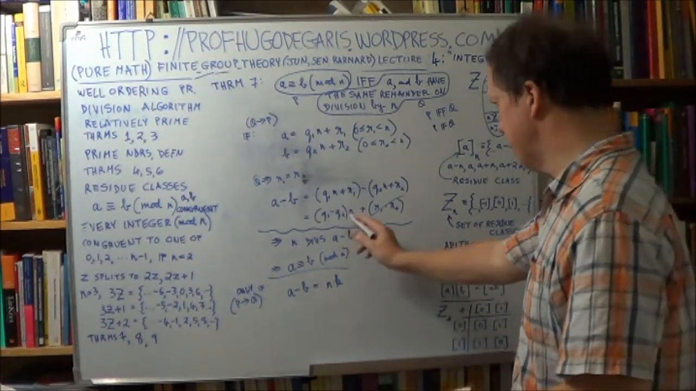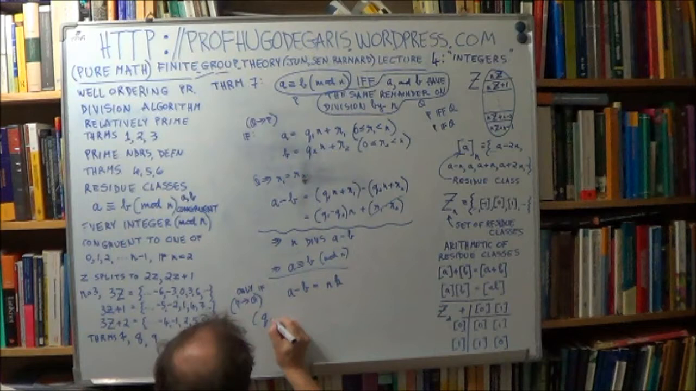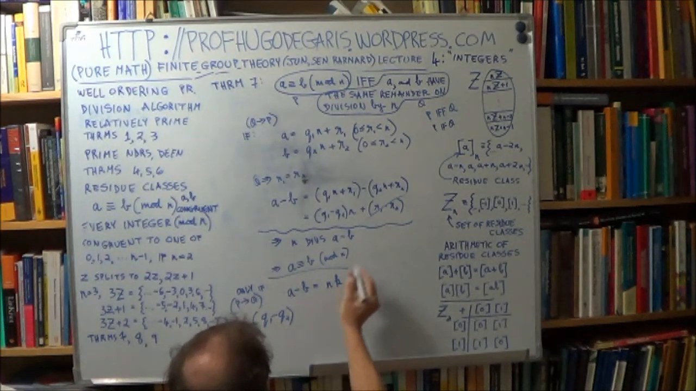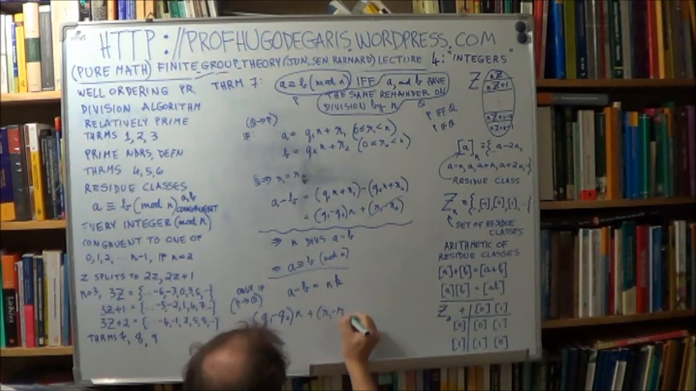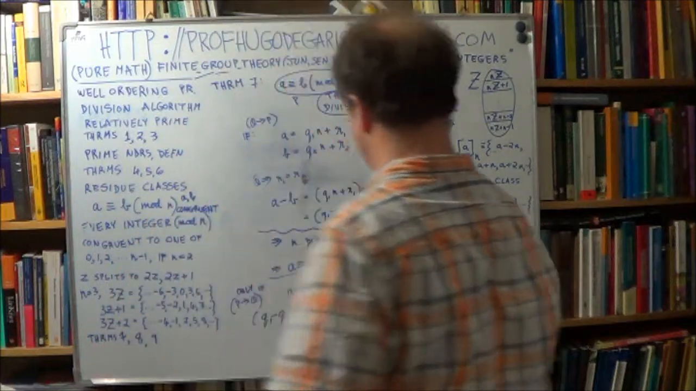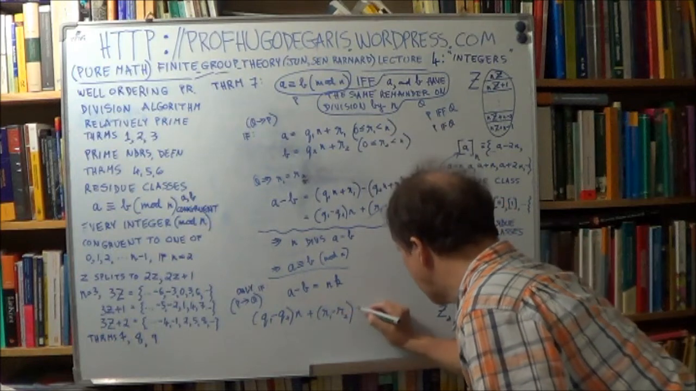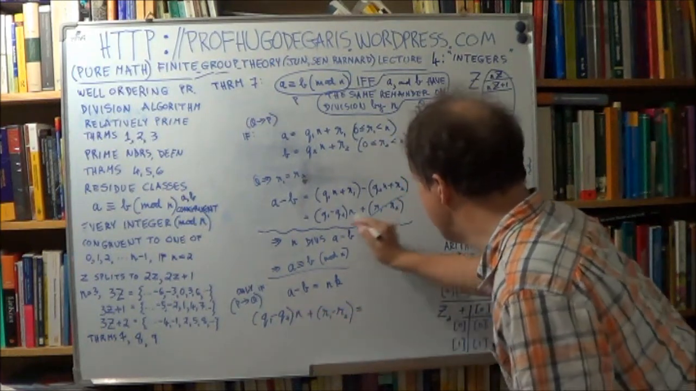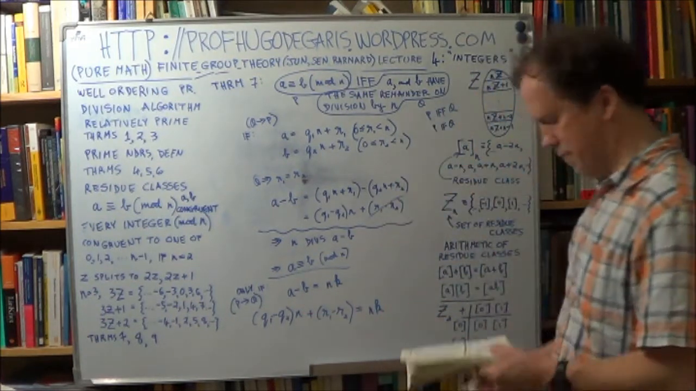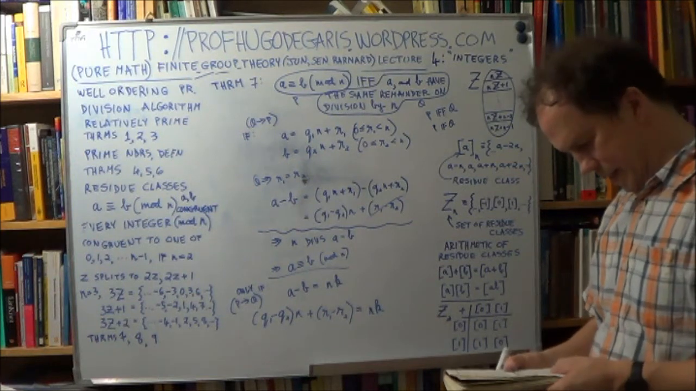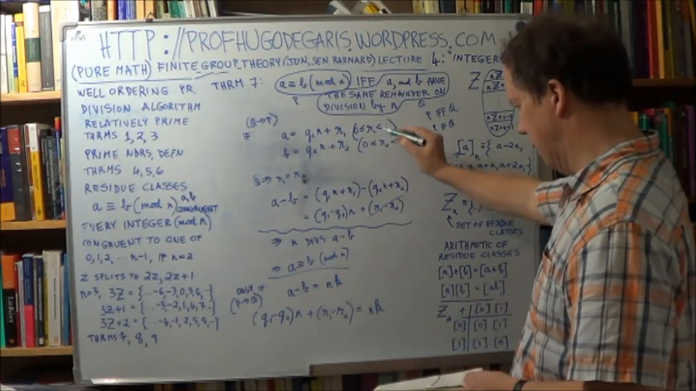Now, let's rewrite this. So I'll put it down here. So Q1 minus Q2 times n plus R1 minus R2 equals, A minus B is nk, and A minus B is all this. So this equals A minus B, but A minus B is nk, so we just put nk here. Okay? Now, remember these two.